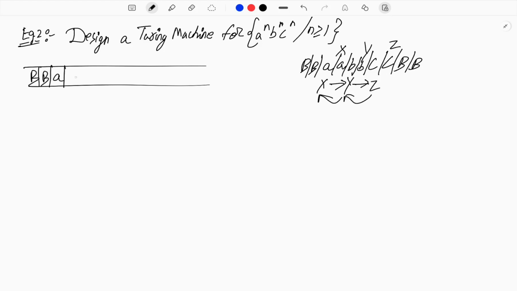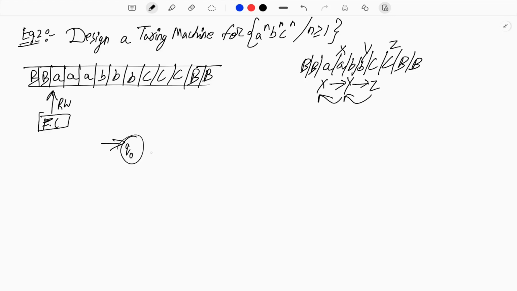A couple of blank states, and a followed by b, c. Okay, so reader, writer, finite control. Let's take the initial state as q0 and mark it as x. So we're going to mark a as x, move towards the right and mark b as y. That is the q1 state.